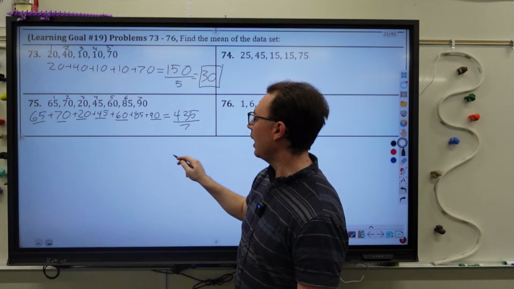We're now able to move on to the final learning goal on our data sets, which is about the range. For the range, we take the largest number and subtract the smallest number. So we take this 70 and subtract that smallest number of 10, and we're able to say that the range of that data set is equal to 60. One more time for 83, we take the largest number of 90 and subtract the smallest number of 20 to get the range of 70.